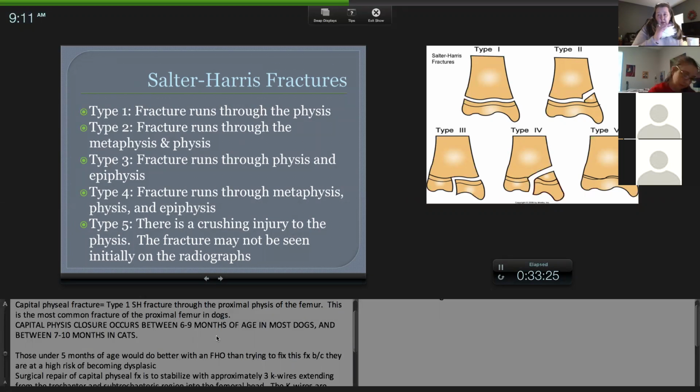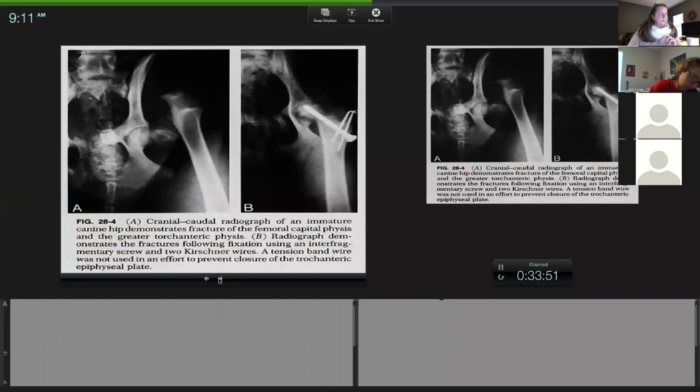But I'm going to tell you right now, this is a young dog thing. If I'm saying a 10-year-old dog is not typically going to get a Salter-Harris fracture, it's because their bone plates are closed. Bone plates close when an animal reaches skeletal maturity, which depending on the breed is going to be between 1 and 2 years old. So young dog fracture, 5 types of fractures, okay?